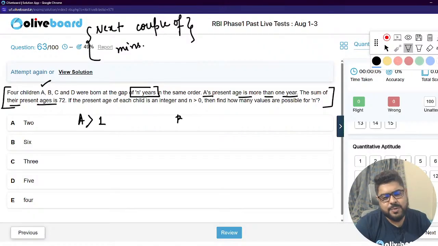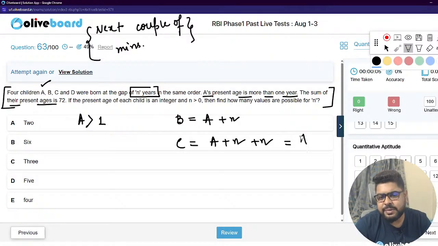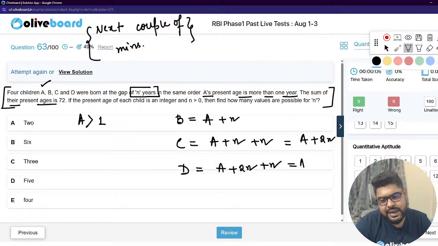Now B was born. B's age is A plus n because gap of n years. C's age will be what? A plus n plus n, because again gap of n years, meaning C's age is A plus 2n. D's age, again a gap of n, that is A plus 3n.